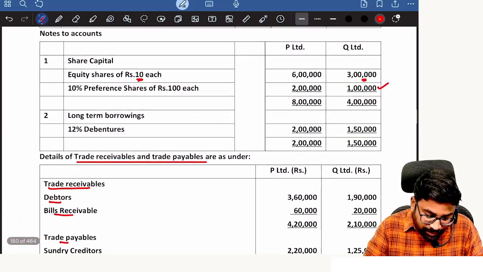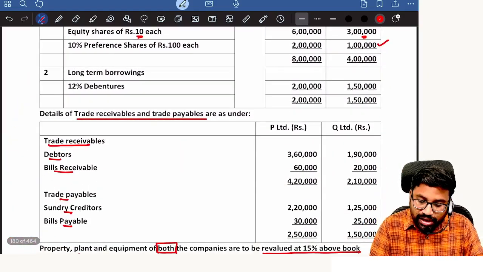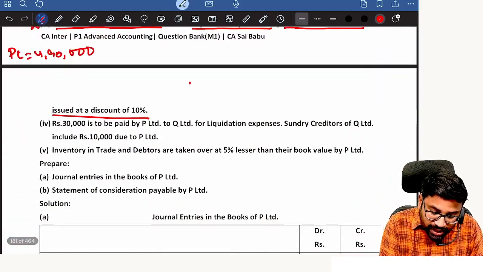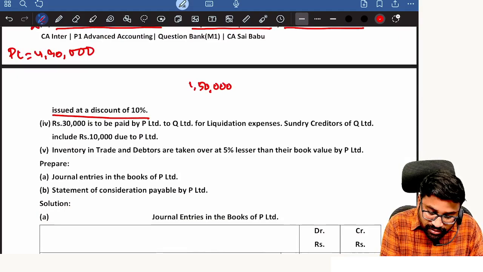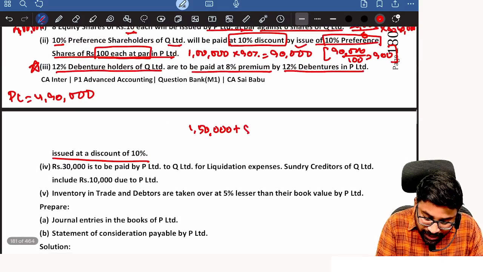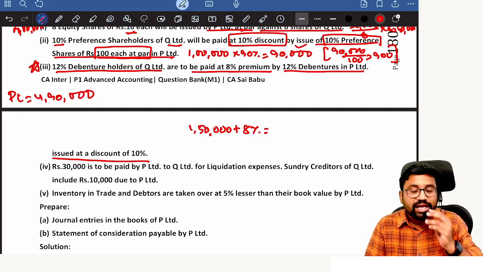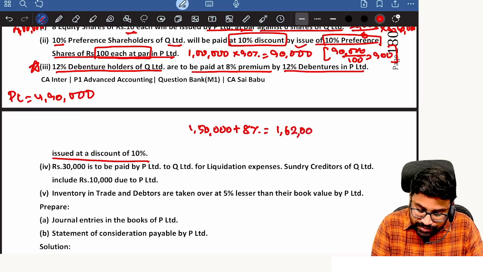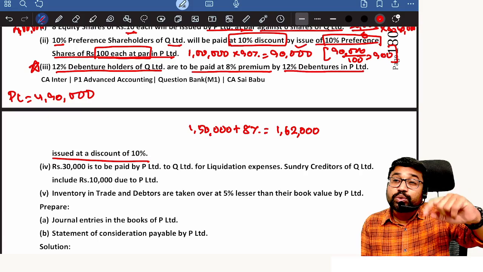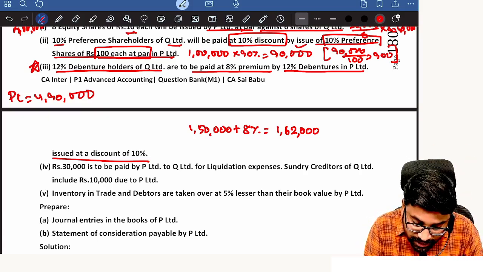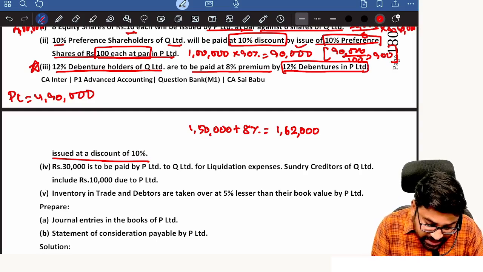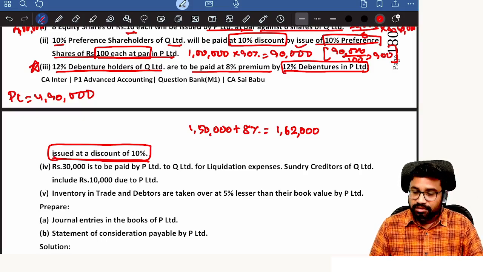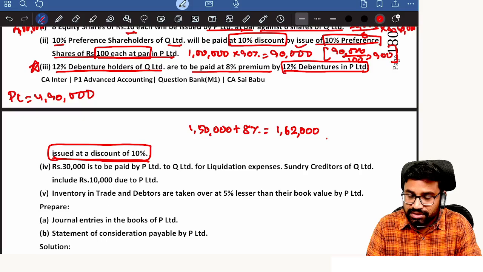First of all, tell me in Q Limited what is the total debentures amount? 1,50,000. In Q Limited, 1,50,000 is the debentures, right? And we are paying at a premium of 8%. So can you tell me 1,50,000 plus 8%? 1,62,000. But this 1,62,000 is paid by issue of 12% debentures in P Limited, which are issued at a discount of 10%.